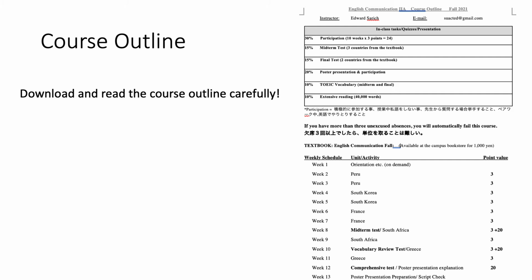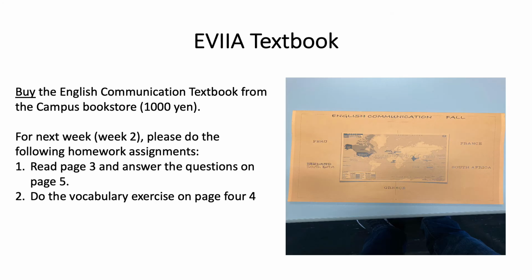Okay, let's move on. We have the ECIIA textbook that you need to buy. If you haven't gotten it already, please get it from the campus bookstore. It should be about 1,000 yen. Now for next week, week 2, I'd like you to prepare the first unit. So just read page 3 and answer the questions on page 5. And please do the vocabulary exercises on page 4.